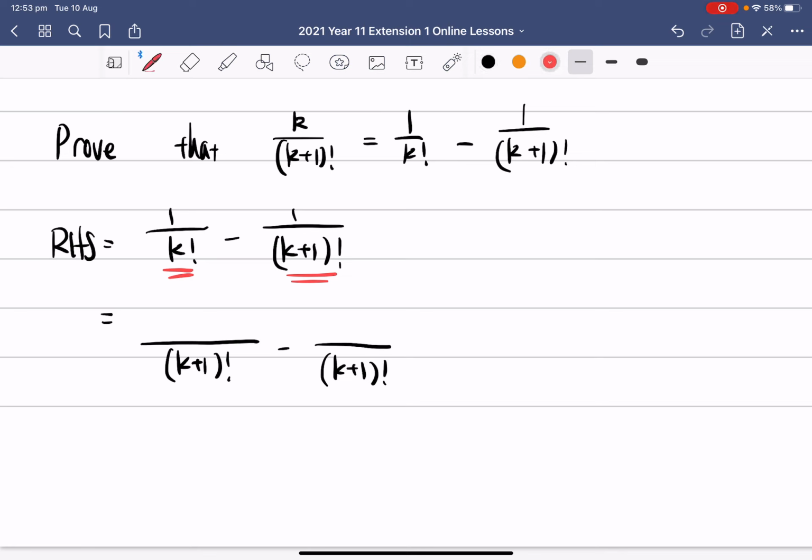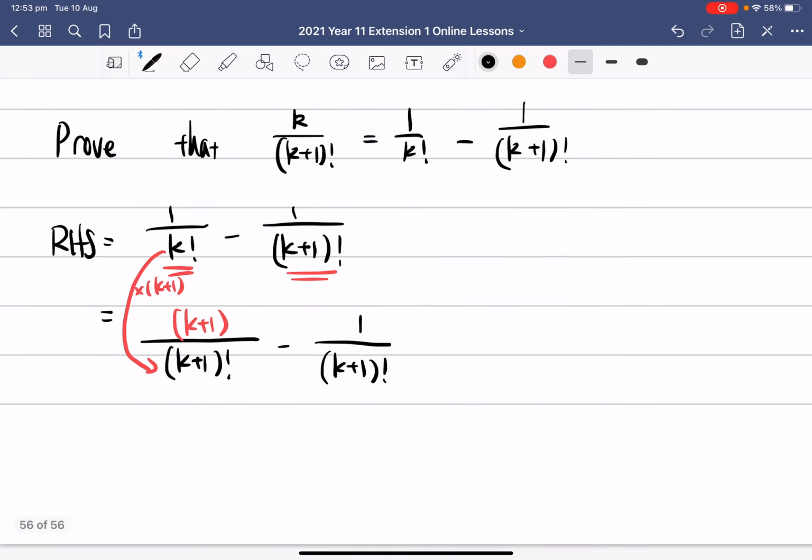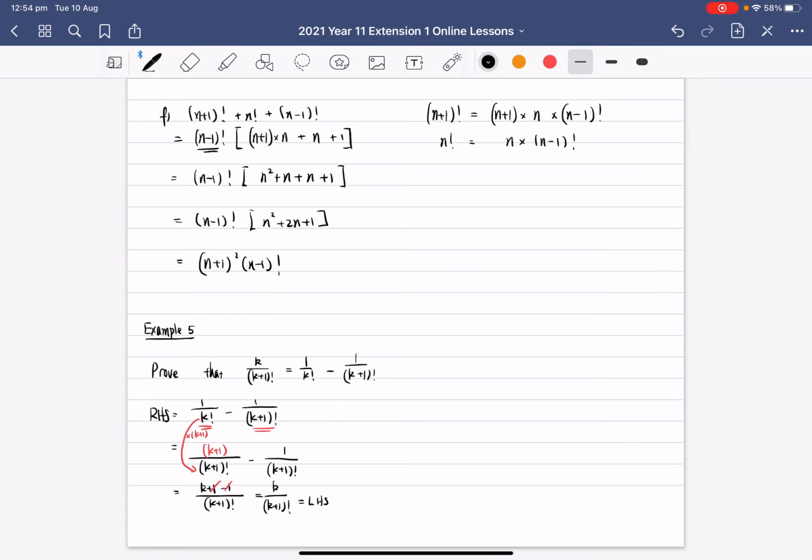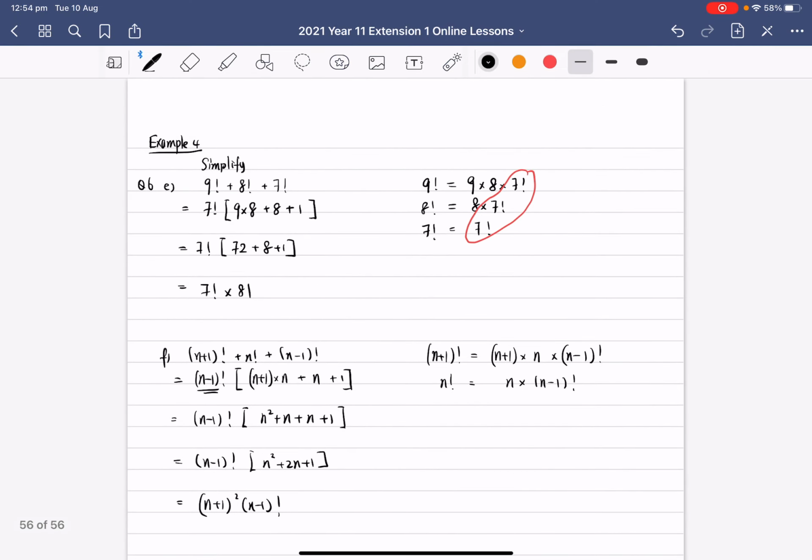So therefore, in order for us to change from k factorial to k plus 1 factorial, remember we multiply by k plus 1. So we need to have k plus 1 on top. That is just equal to 1 again. So therefore that gives us k plus 1 minus 1 over k plus 1 factorial. Now to simplify this, we get k over k plus 1 factorial, which is the left hand side. So that's it.